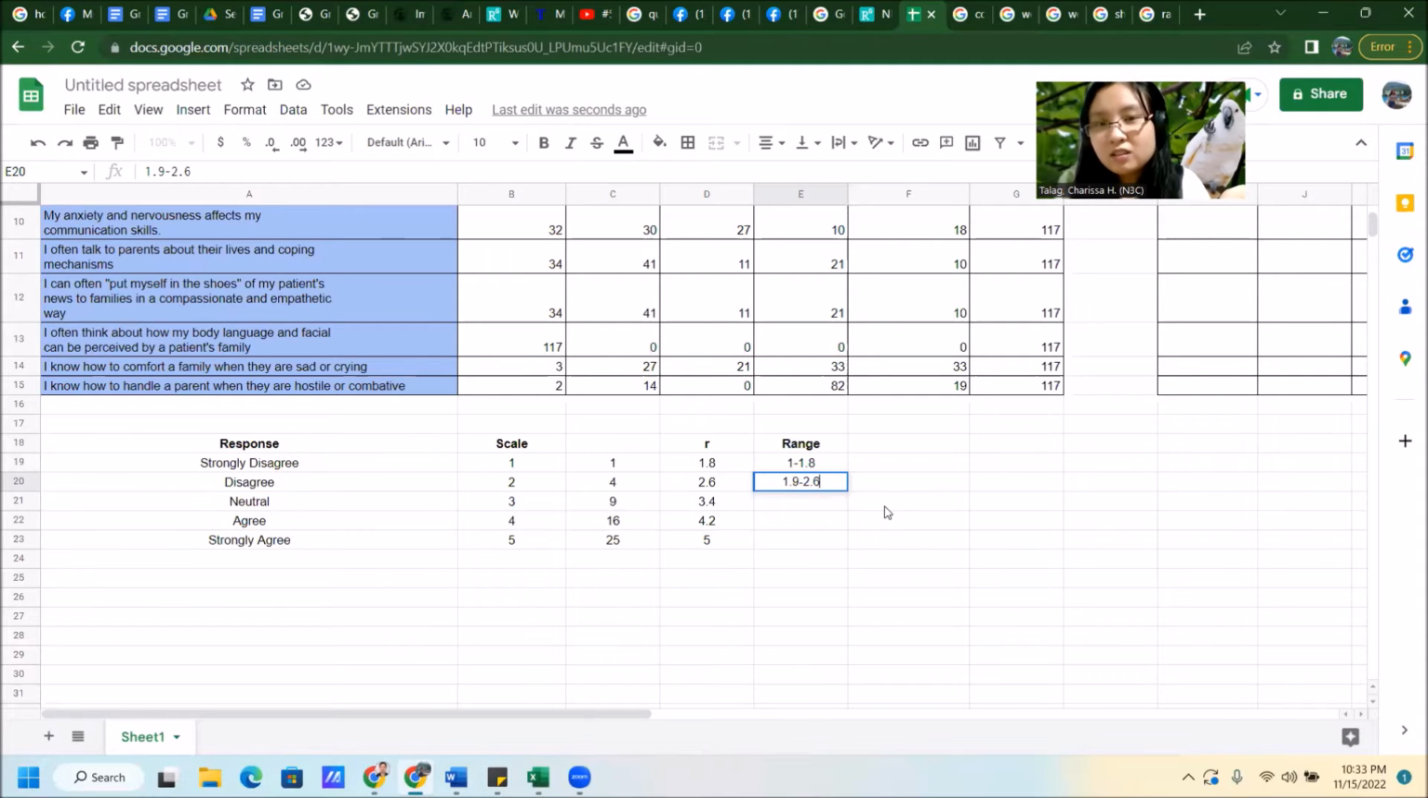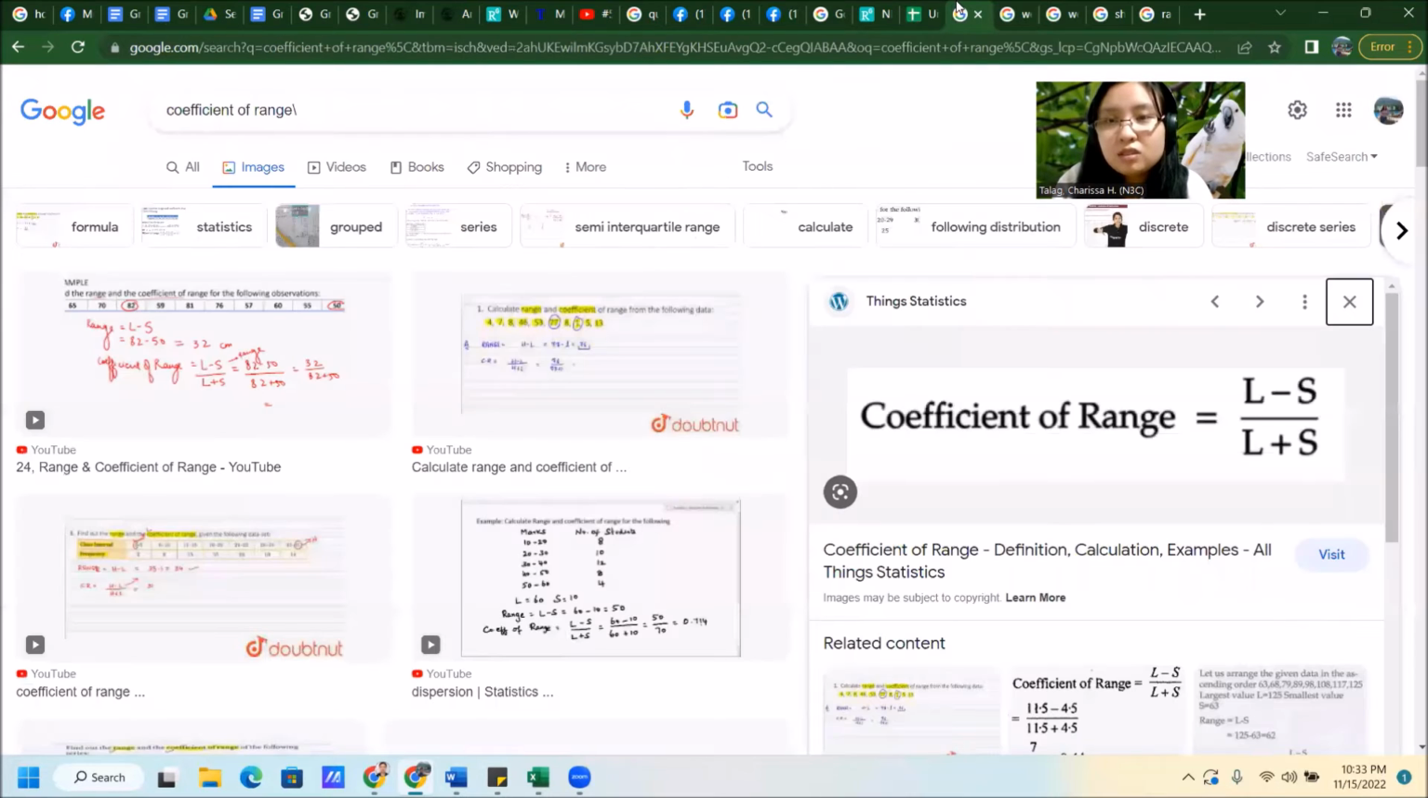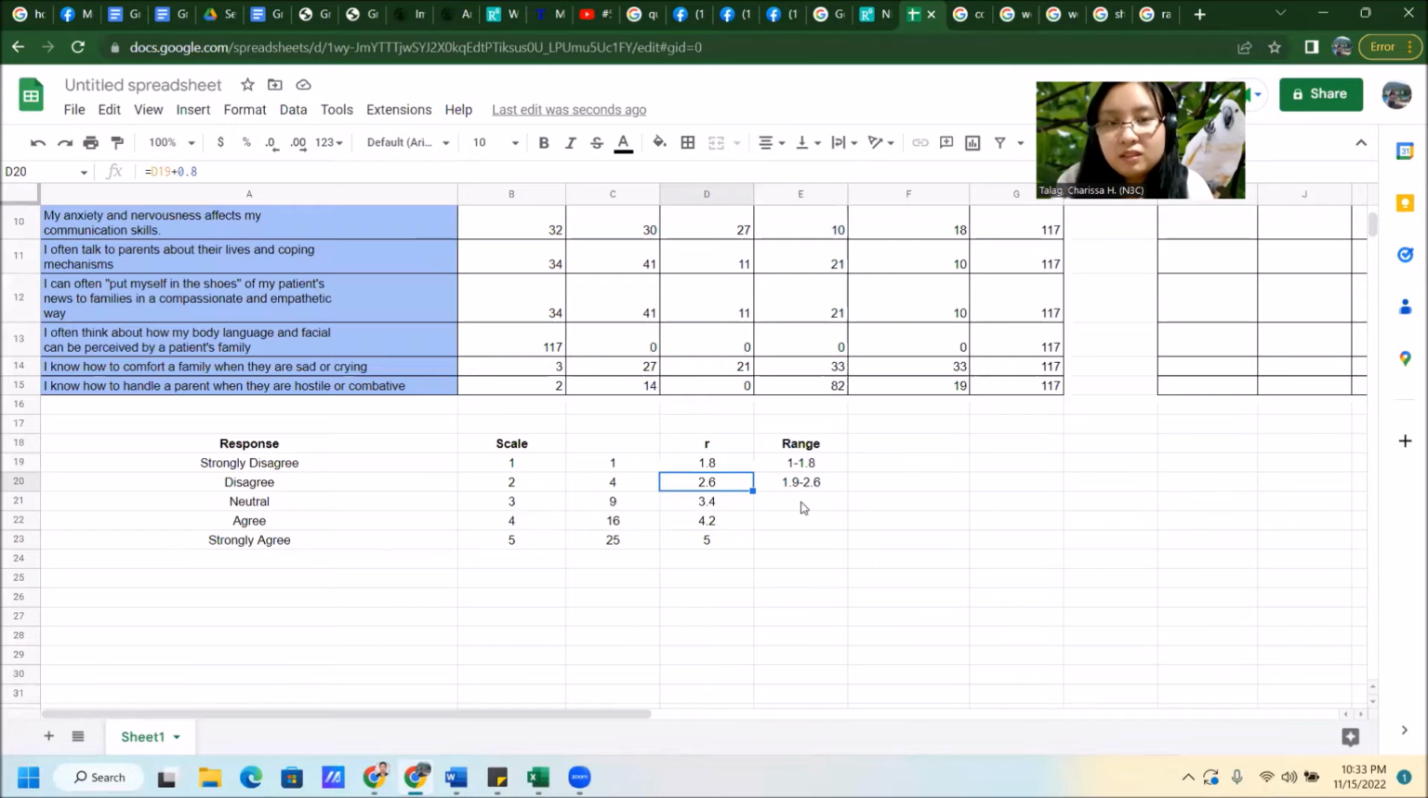So, if your question is whether 2.6 is legit, if you want to check if this is right, use this formula. Then, 2.6 plus 0.8 is going to equal 3.4. So, the range of neutral, we're going to start at 2.7, since we stopped at 2.6, to 3.4. 3.4 plus 0.8 is going to equal 4.2.